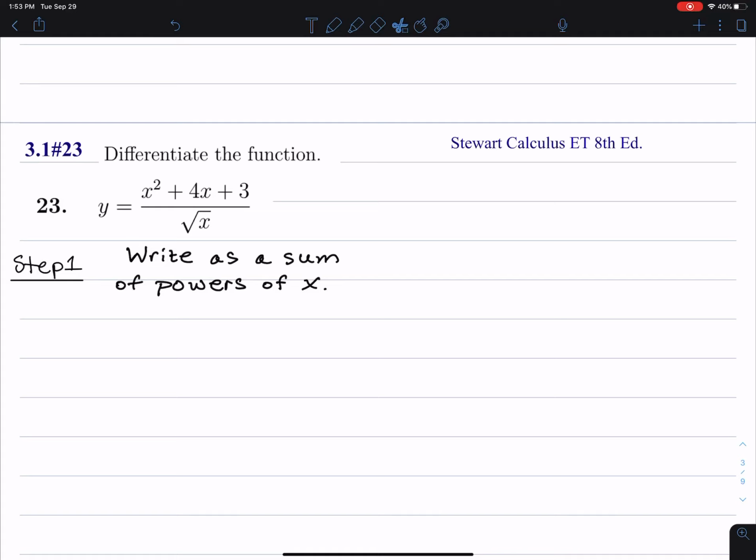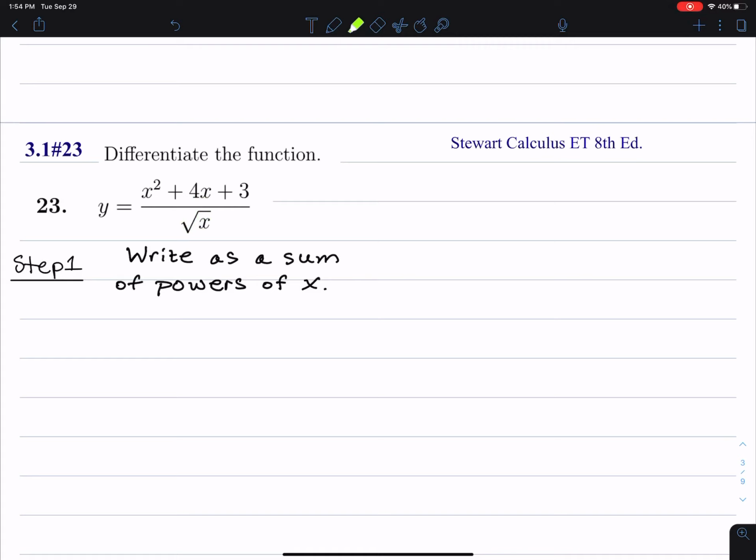And in the future, sometimes you can avoid using the quotient rule and you can use this method, which will lead to the power rule. What we see here is on the denominator just a single term, and that's what makes this method I'm going to show you work.